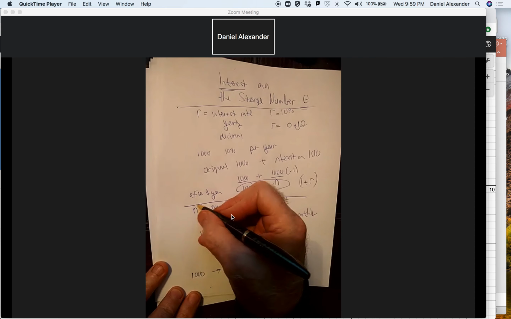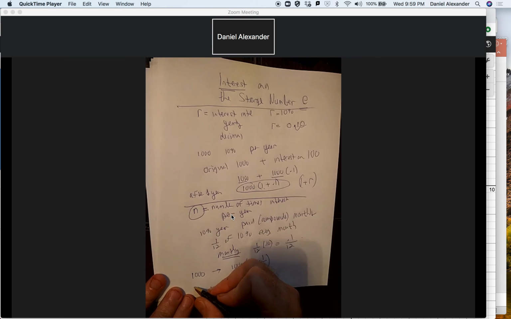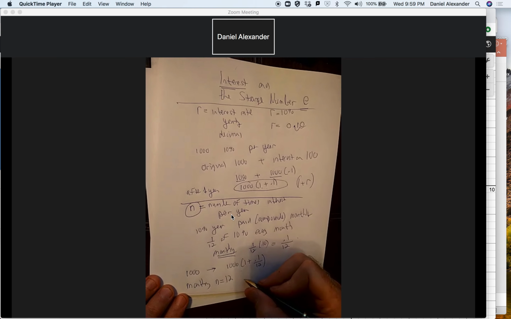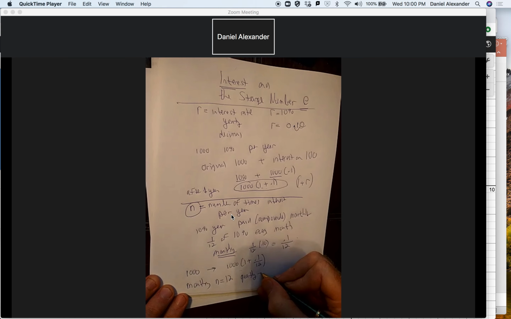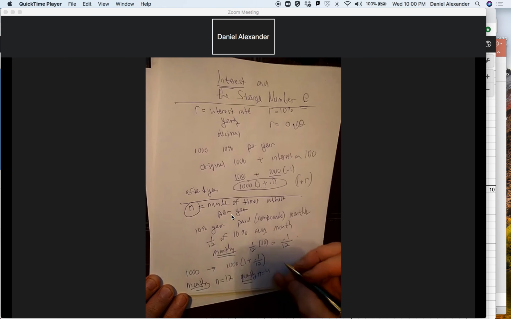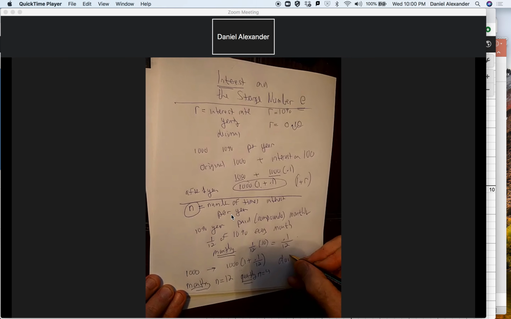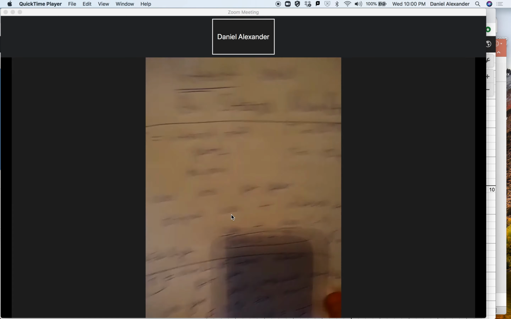So that's the number of times. And so if interest is monthly, n is equal to 12. If interest is quarterly, it's 4 times a year, n would be equal to 4. If your interest is compounded daily, your n would be 365. Okay. And that's the basics. Good. I think we're ready to go.